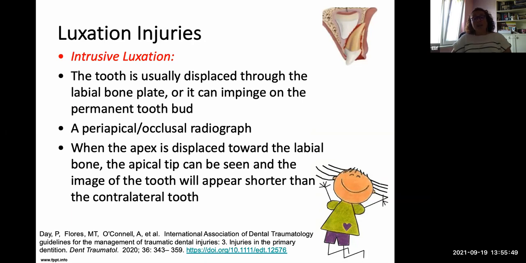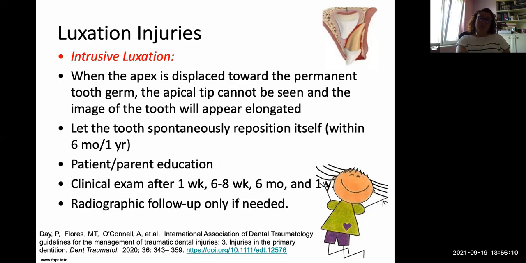Of course, we have to take a radiograph first, and then we should examine the radiograph regarding the position of the apex. When the apex is displaced toward the labial bone, the apical tip can be seen, and the image of the tooth will appear shorter than the contralateral tooth. But sometimes when the apex is displaced toward the permanent tooth germ, the apical tip cannot be seen, and the image of the tooth will appear elongated.